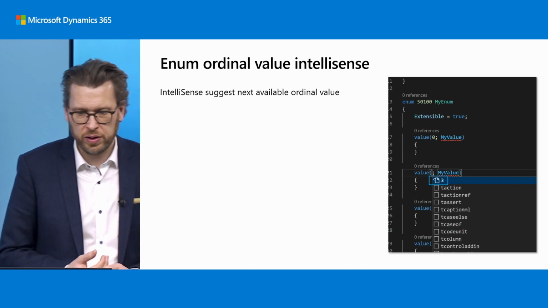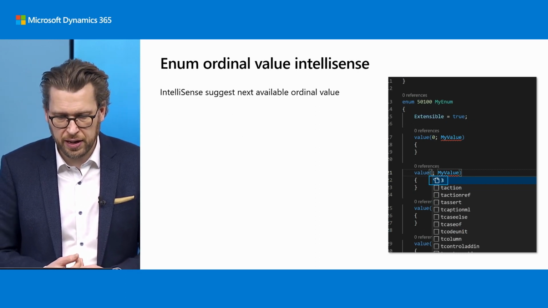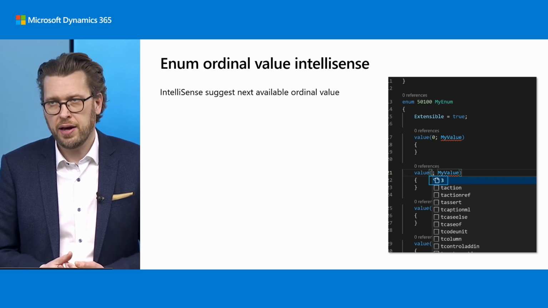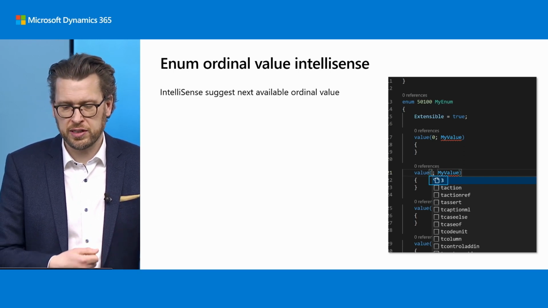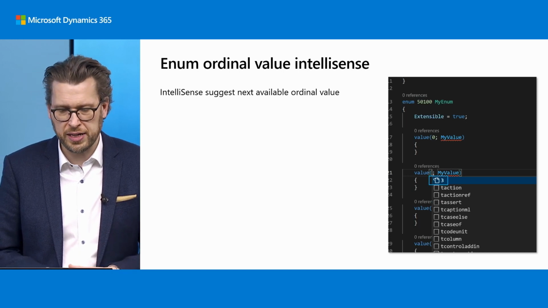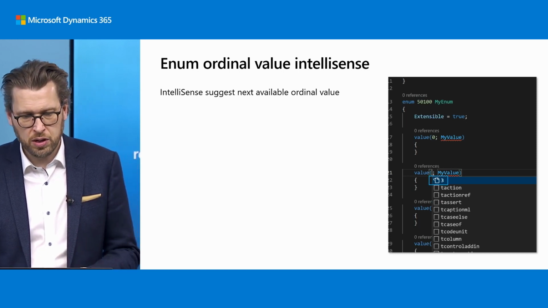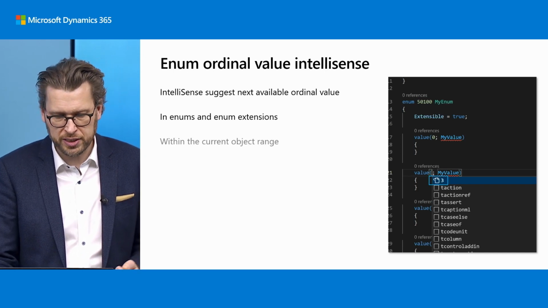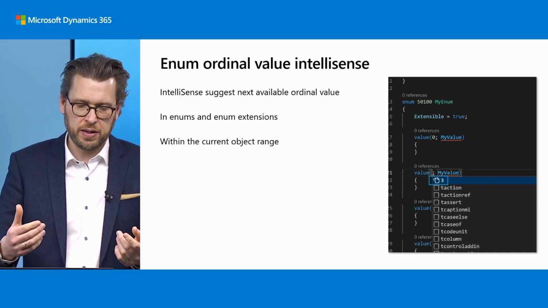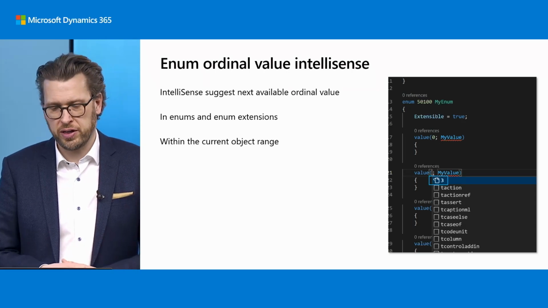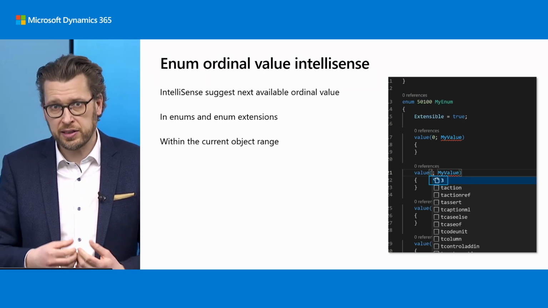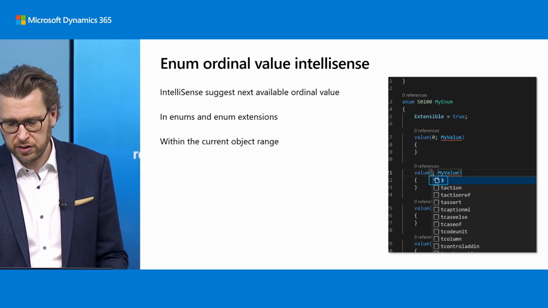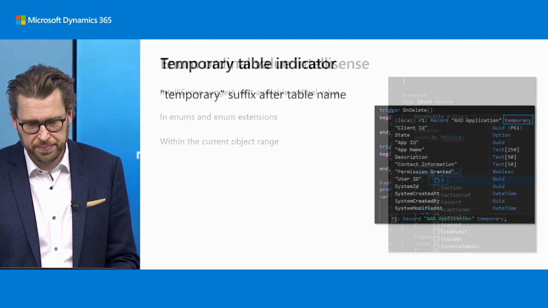Then when you are working with enums and need to create new values for the enums, we haven't had support in IntelliSense for the next available ID. We do now. It's going to support it in both enums and enum extensions, and it's going to be using the current object range, right? So if I'm extending this, it would use my extension range instead to suggest the next available ID.